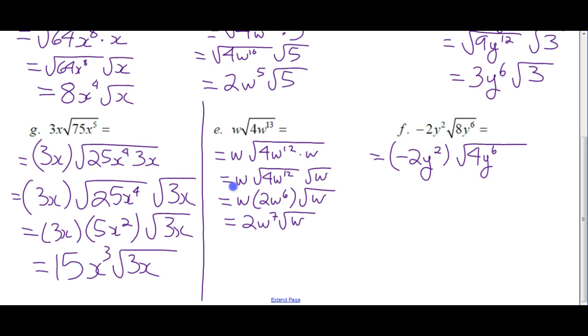To get an 8, I need a 2. So I got 4 times y to the 6th times 2. And underneath here, 4 times y to the 6th times 2, you can put brackets around that if you want, is 8y to the 6th. So I've got my negative 2y squared still. I've got the square root of 4y to the 6th, and I've got the square root of 2. So I'm just splitting up this square root.